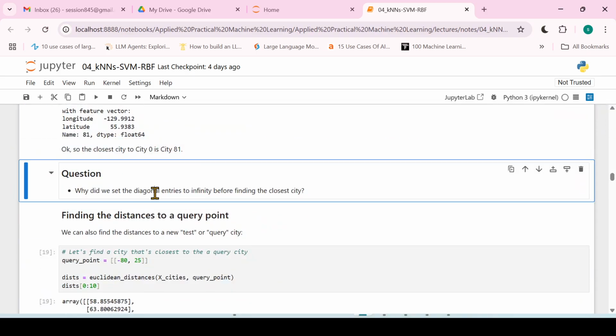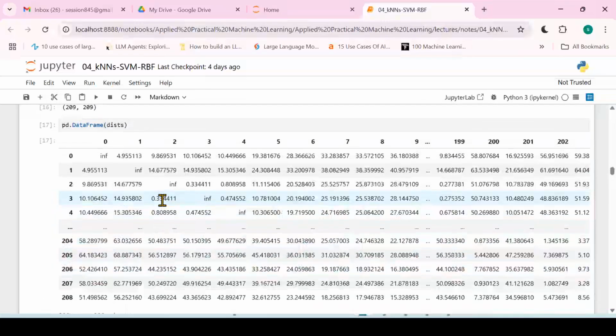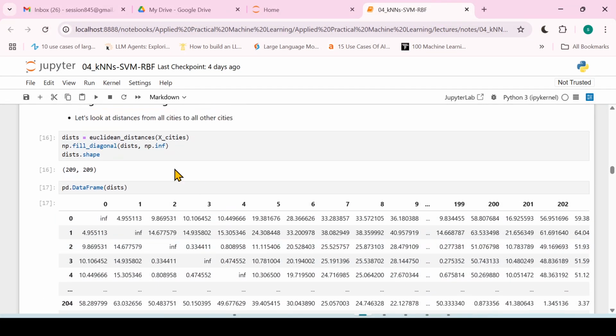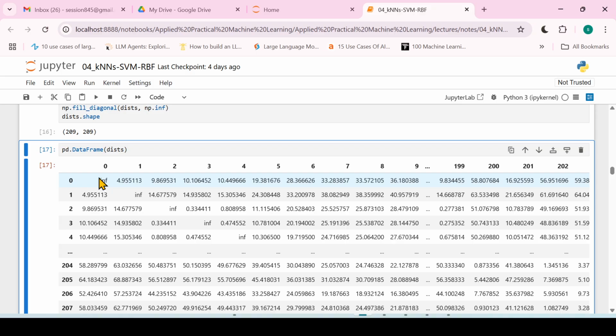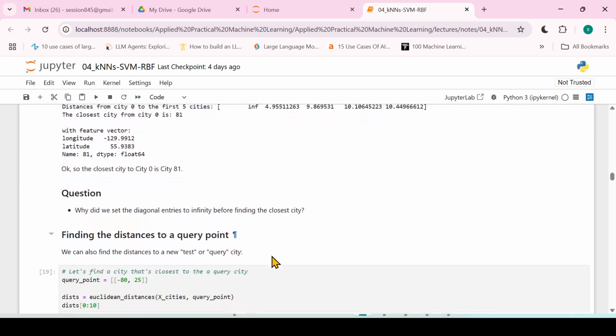Now the question comes: why do we set the diagonal entry to infinity? Over here, in this code, we have set the diagonal entry to infinity. We have done this because if you find the minimum distance from city 0 to all other cities, the distance from city 0 to city 0 will be 0, and the distance from city 1 to city 1 will be 0, so the first result will often come out as 0. The same city will come up, and we want to avoid that. For that reason, we have filled all the zero values with infinity here.